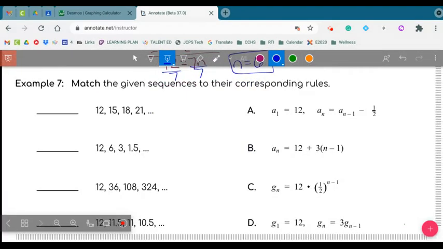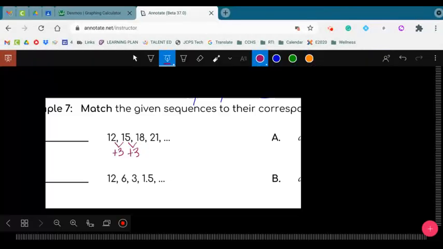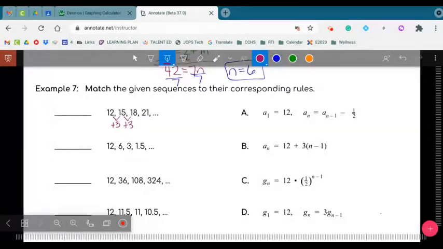Moving down to the bottom, it says match the given sequence to their corresponding rules. So this is like what we were doing on the first page. So the first one, go from 12 to 15 to 18 to 21. I'm adding 3 each time. So since you're adding, it's arithmetic, so it has to be the first A or B. So my first term is 12, that's correct. And then this one is subtracting 1/2, and this one is adding 3. So this one has to be B.